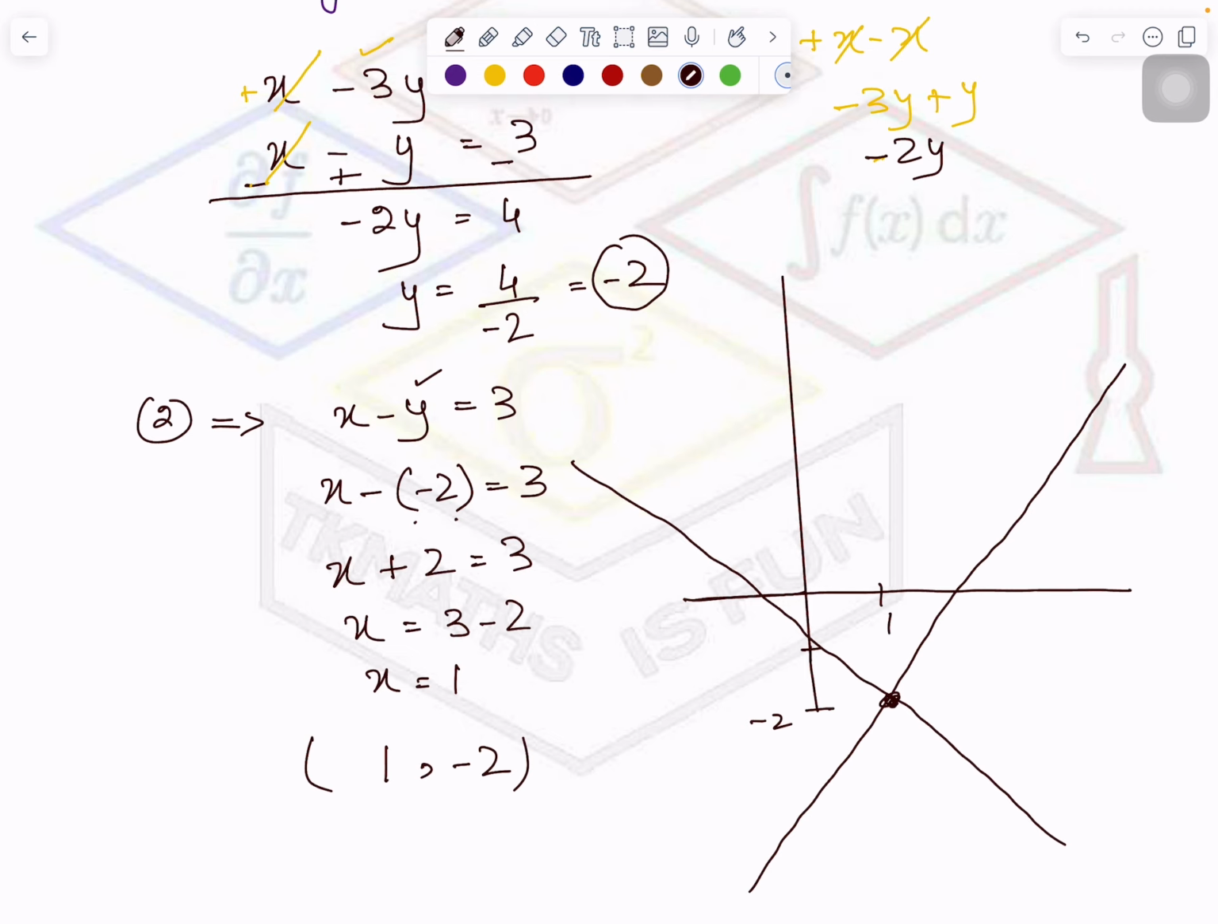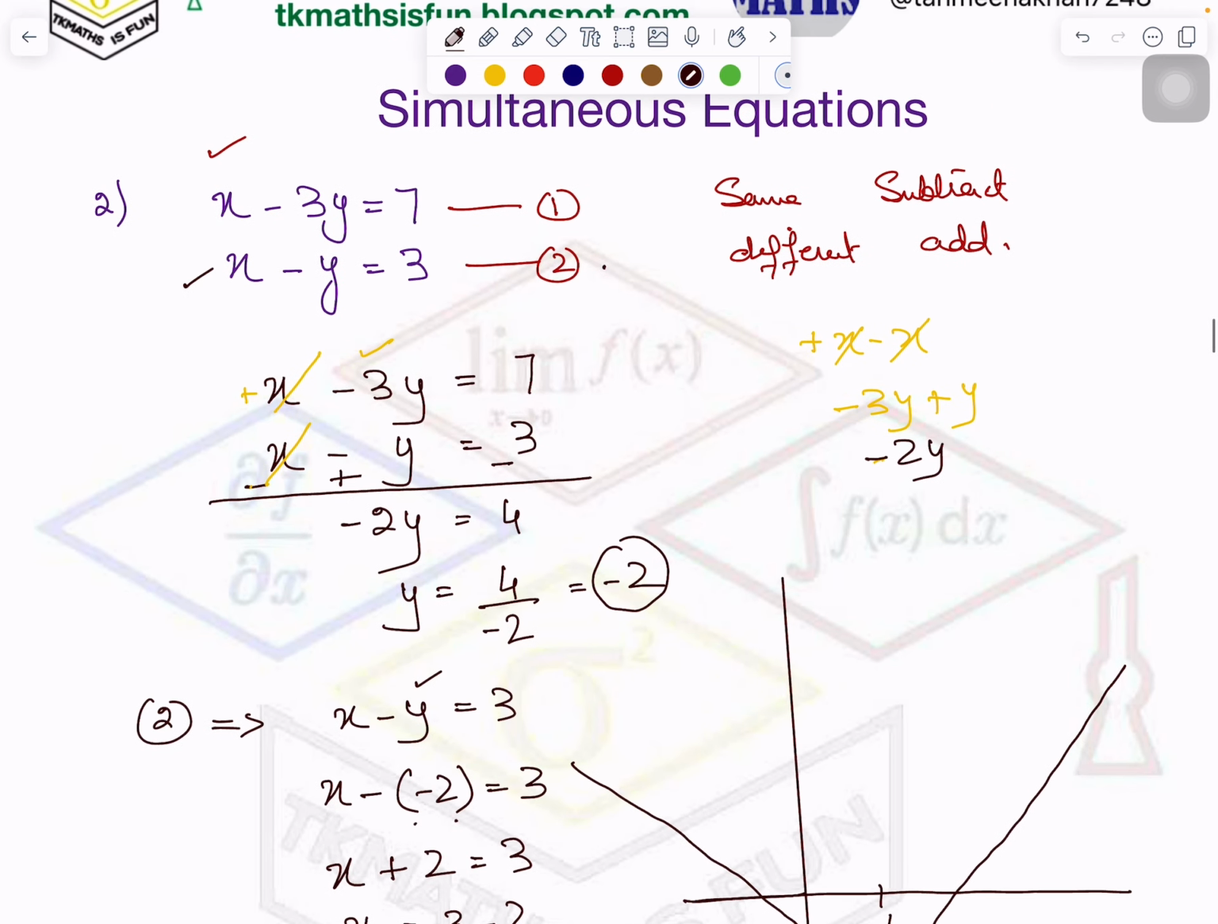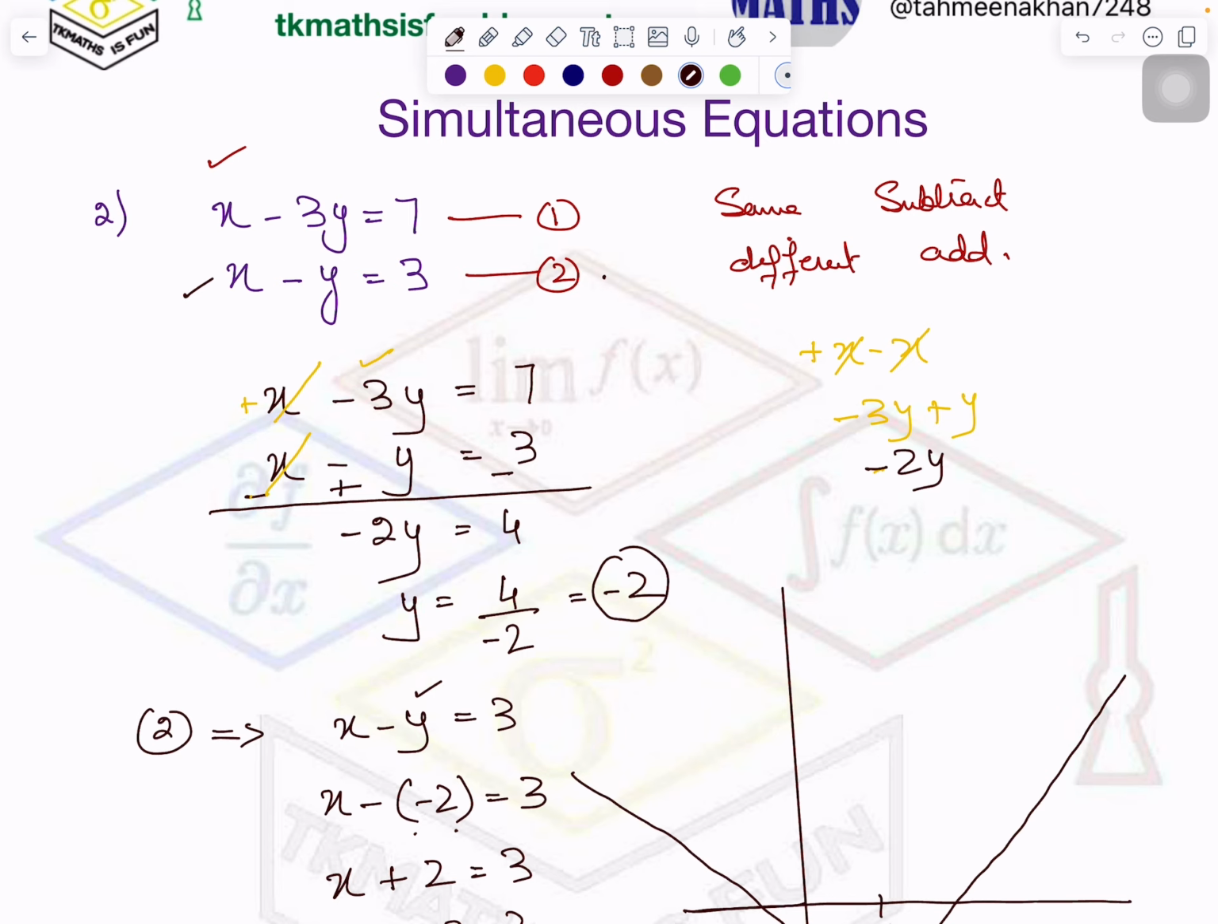Okay, so this video is getting longer. So in the next video, I will solve a question in which the coefficients have different signs. The link I will give you in the description below.